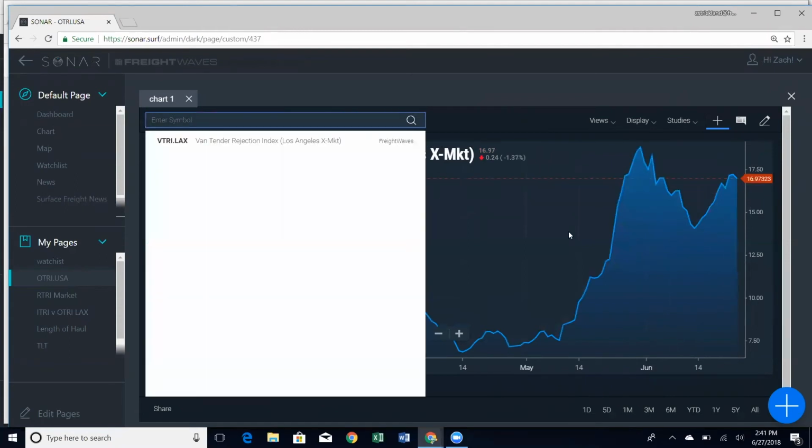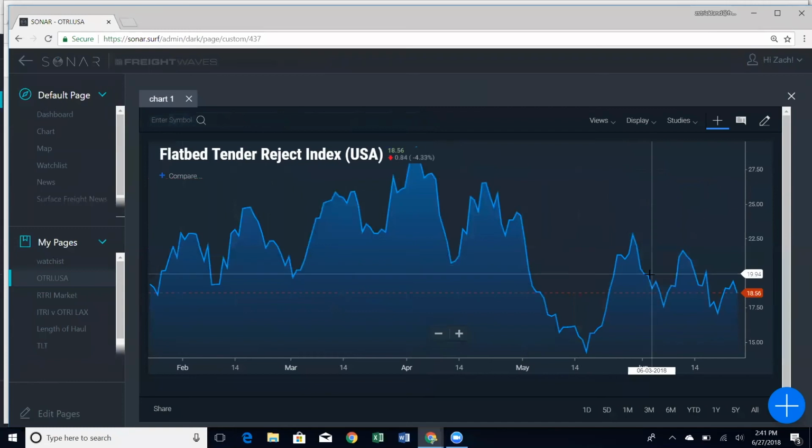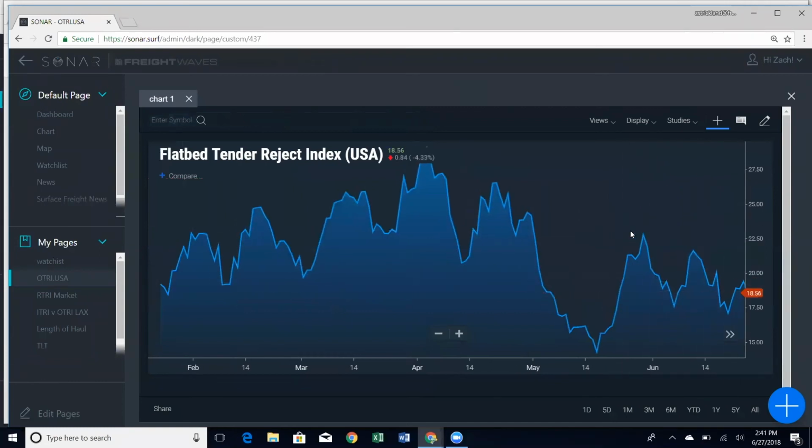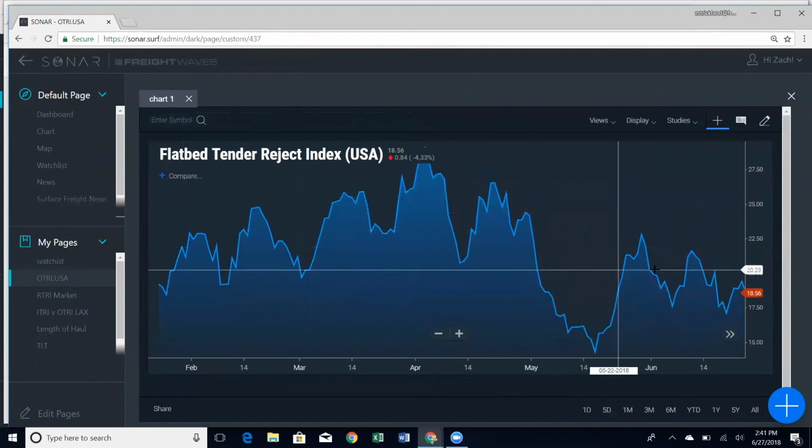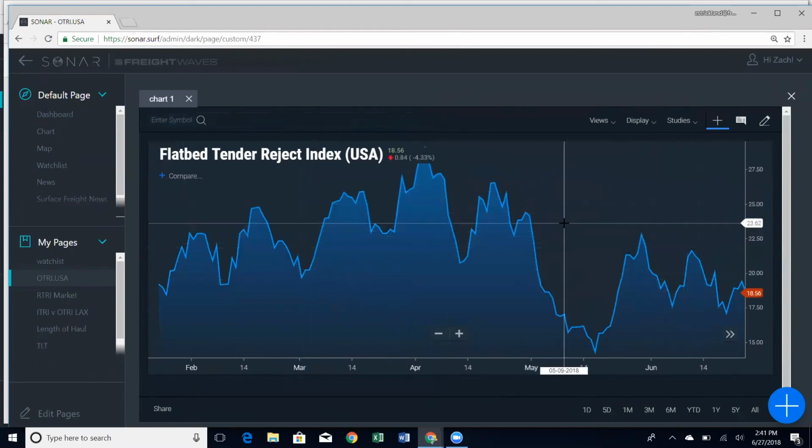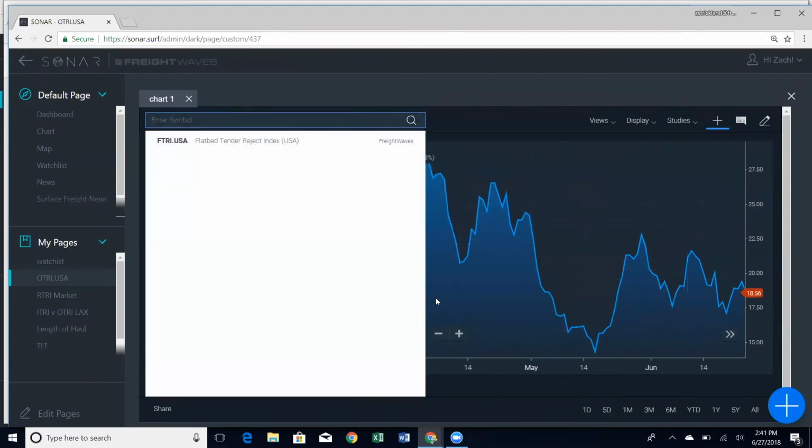Now, right now, the flatbeds, there just aren't enough flatbeds in the majority of the country to have a flatbed tender rejection index in every market. So right now it is straight American flatbed tender rejection index. But that's just another form of the tender rejection indices. And then after that, we have the length of haul rejection indices, if you want to chime in there, and I'll get it set up.